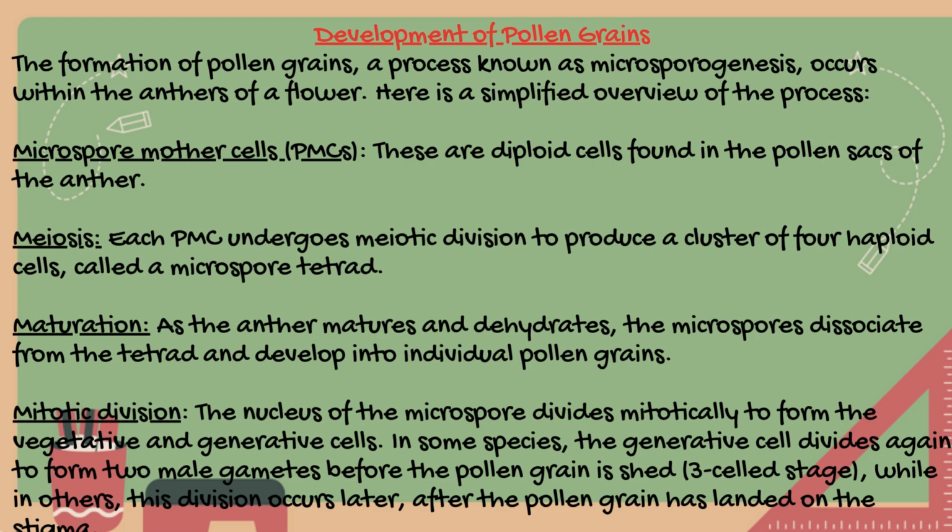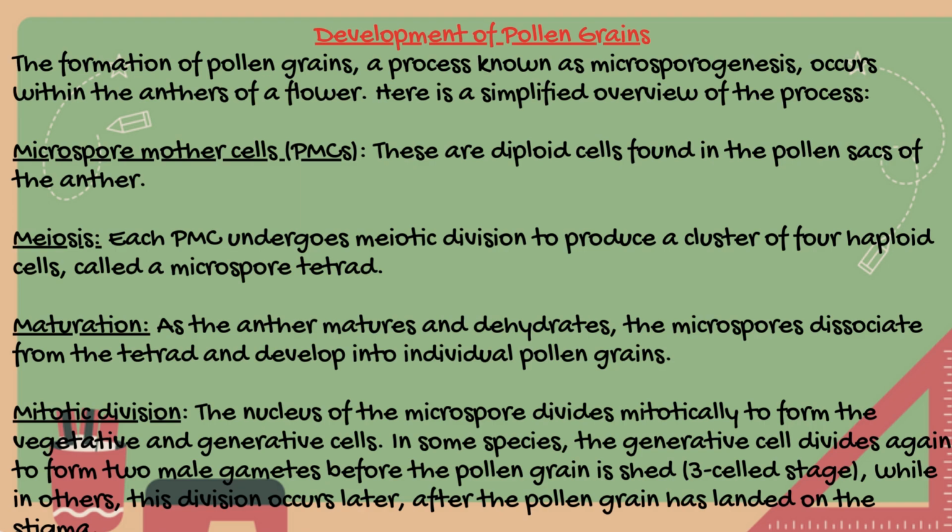The next one is maturation. As the anther matures and dehydrates, the microspores dissociate from the tetrad and develop into individual pollen grains. The next one is mitotic division. The nucleus of the microspore divides mitotically to form the vegetative and generative cells.